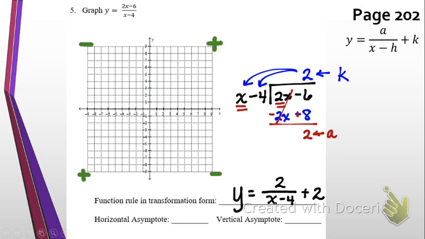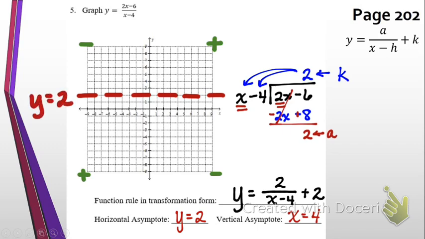So now I need to get my asymptotes on there. What is my horizontal? Y equals 2. And my vertical? X equals 4. So y equals 2 means a shift up 2. So up 2 right here. I'm going to put my horizontal asymptote. X equals 4. That is a shift to the right 4. So I'm going to put that on my graph.